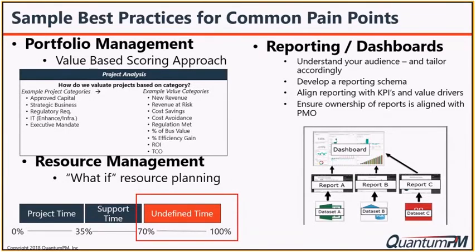Here on the right, there are some examples of how we define value for projects in a portfolio, like new revenue, revenue at risk, cost savings, cost avoidance, regulation, percentage of business value, percent of efficiency. The key thing to think about for portfolio management is that it's based upon aligning the value metrics for the projects in the portfolio with the value proposition of the organization in general. The more value a project prescribes, the more value is being delivered in alignment with the objectives of the business. That allows you to optimize the portfolio you're working on and the ROI being derived from the investment.